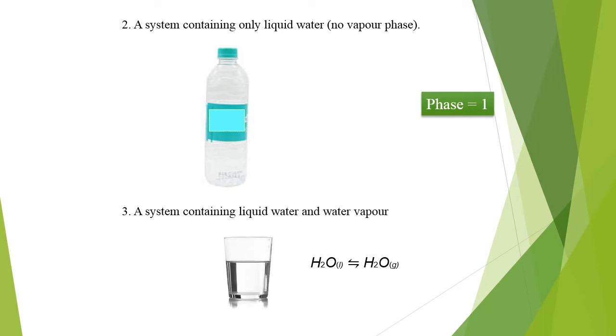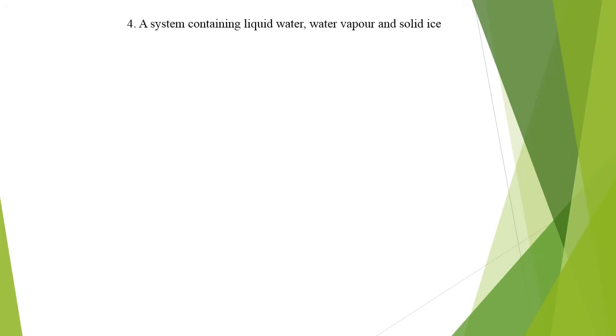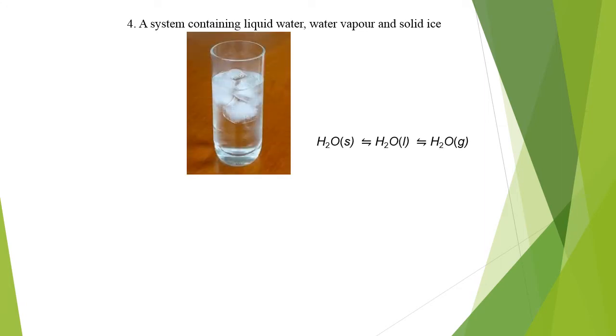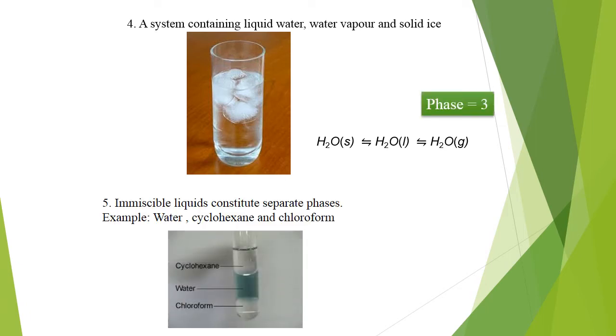A system containing liquid water and water vapor. So I have water as well as water vapor. Definitely it is a two-phase system. I can distinguish water vapor from water. A system containing liquid water, water vapor and solid ice. So I have water, water vapor and solid ice. Here how many phases? I have 3 phases: solid phase, liquid phase and gaseous phase. So the phase count is 3.